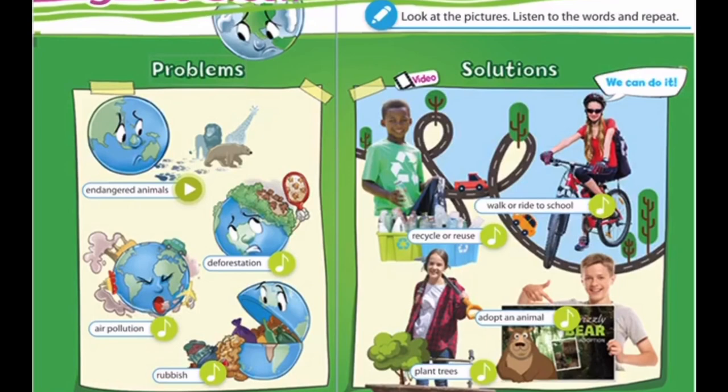Listen and repeat. Endangered animals. Deforestation. Air pollution. Rubbish. Walk or ride to school. Recycle or reuse. Adopt an animal. Plant trees.